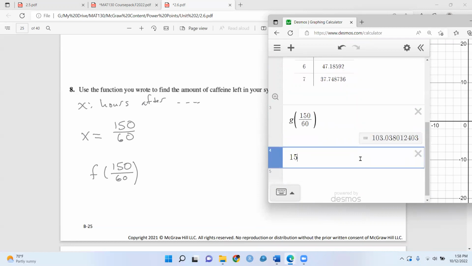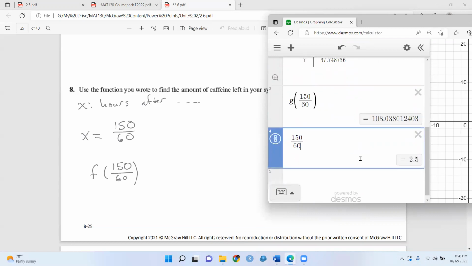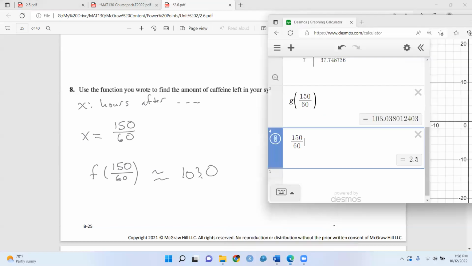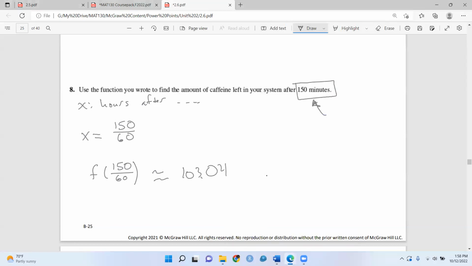By the way, note that 150 divided by 60 is, as I said, 2.5. But this is approximately 103.04 milligrams of caffeine, and that's how much remains in our system. I can't spell caffeine all of a sudden. Oh, it's right there. I could just use my resources, couldn't I?